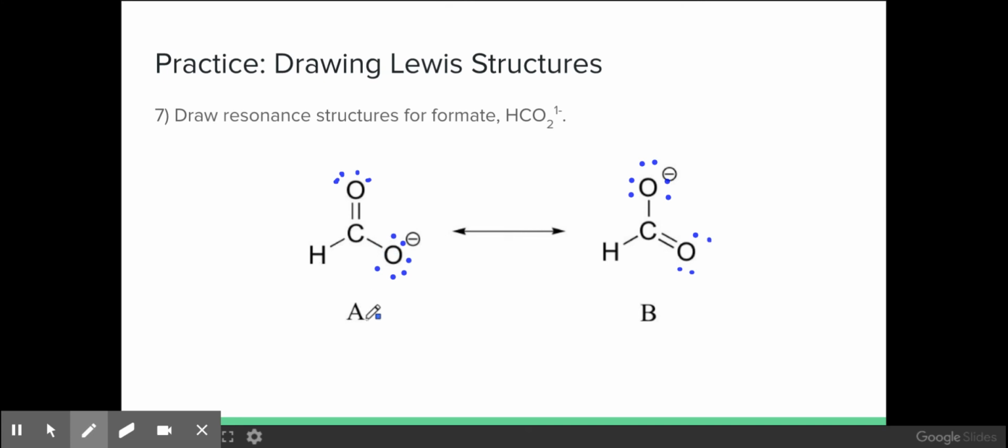And this actually is a carboxylic acid, right? It just doesn't have the hydrogen attached to it. So it looks very similar to that example that we did in class with carboxylic acids.